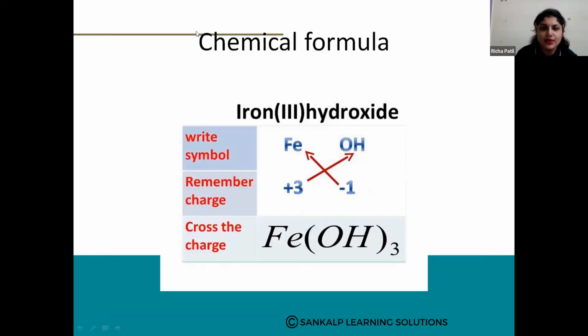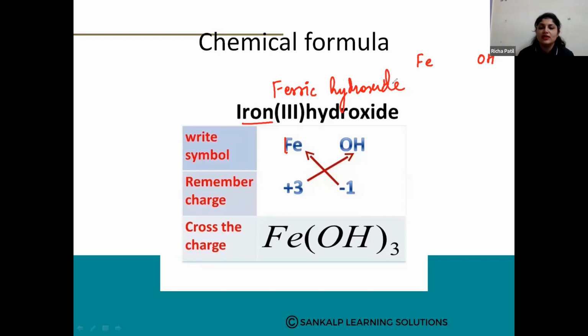So this is one example. Next you have to solve. This is iron 3. Iron 3 means what? Ferric. Ferric hydroxide. So for ferric hydroxide, what is the symbol for iron? It is Fe. And the symbol for hydroxide is OH. Now you need to remember the charge.